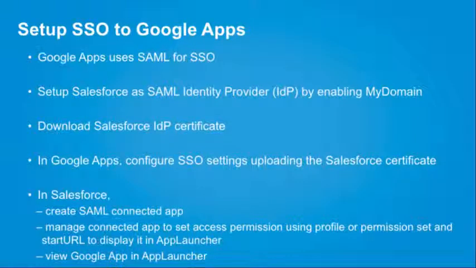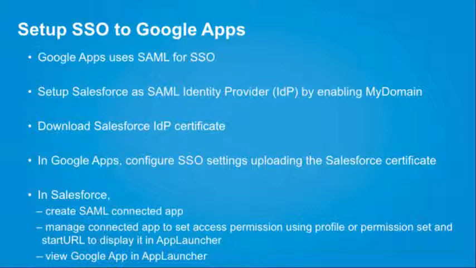Let's look at high-level steps to set up single sign-on to Google Apps. Google Apps uses SAML for single sign-on. First, we will set up Salesforce as a SAML identity provider. We will download the Salesforce Identity Provider certificate. Then we will go into Google Apps admin console and configure single sign-on settings, including uploading the Salesforce certificate.